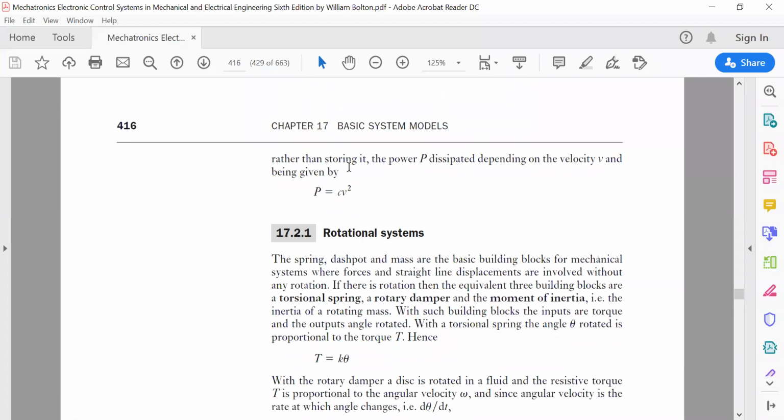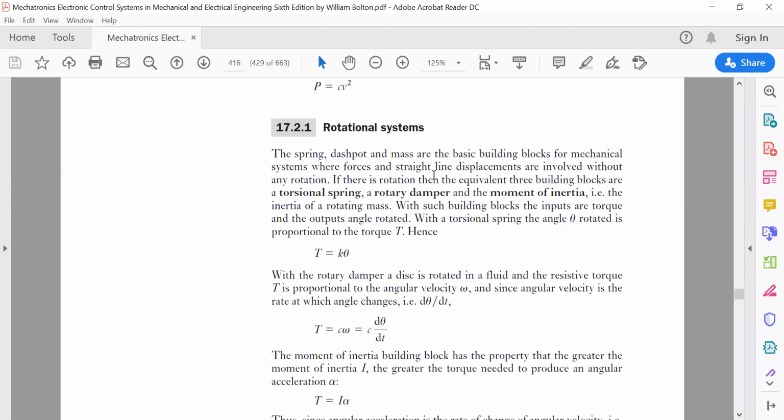So that dashpot, rather than storing energy, dissipates power P depending upon the velocity. So P is equal to C V square, right? This is nothing but your rate of doing work, because rate of doing work is W upon T, and W is nothing but force into displacement, and force was equal to C into V, and displacement upon time is again V. So that's why we get this formula P is equal to C V square. So this much power is dissipated while we are moving a dashpot system from one point to another point. So that was about your dashpot system.